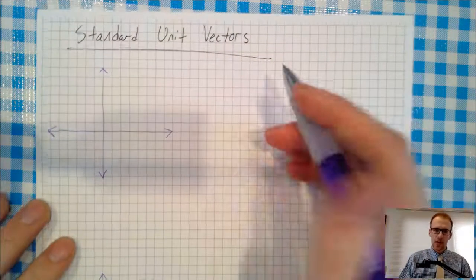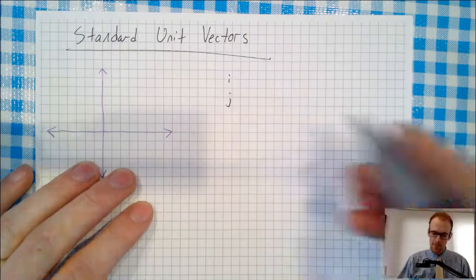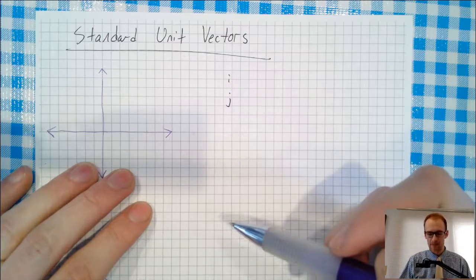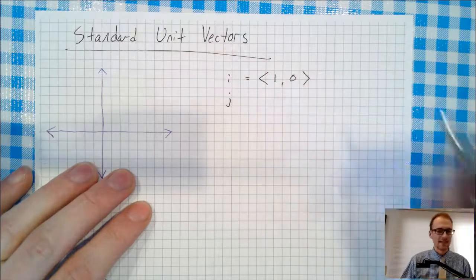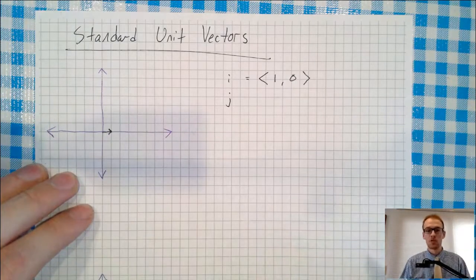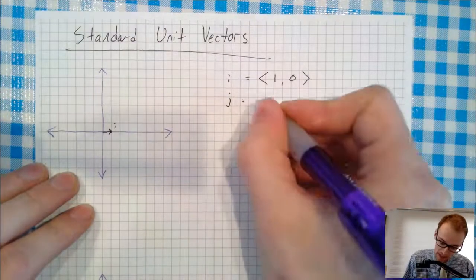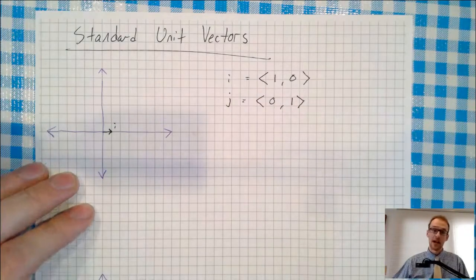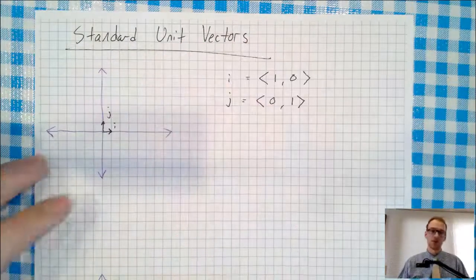Standard unit vectors are i and j. Not the imaginary number i as in the square root of -1, the standard vector i. i is this vector. Every time you see i, that's the vector <1, 0>. It is literally this vector, which is 1 unit long in the x direction. That's i. j is the same thing, but in the positive y direction. That's j. i is a unit vector in the x direction, and j is the unit vector in the y direction. Okay, why do we care?